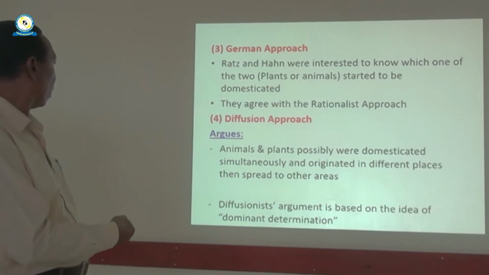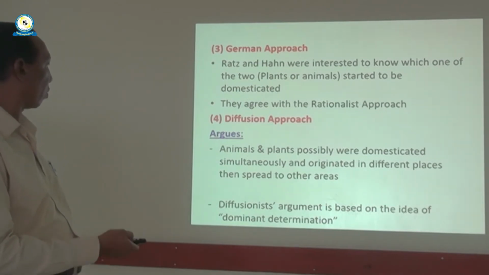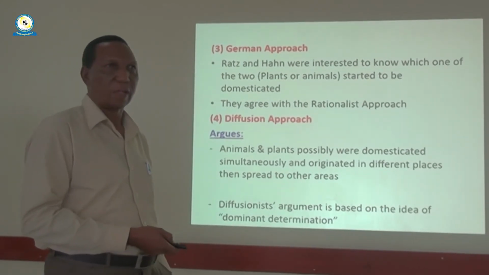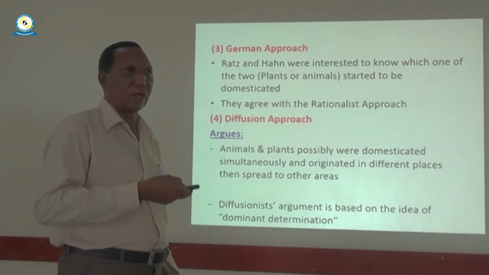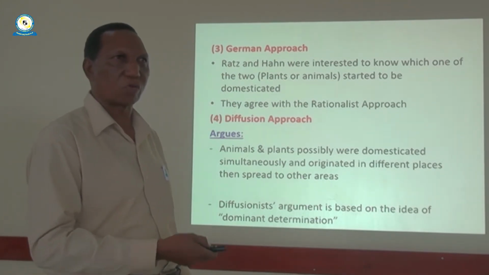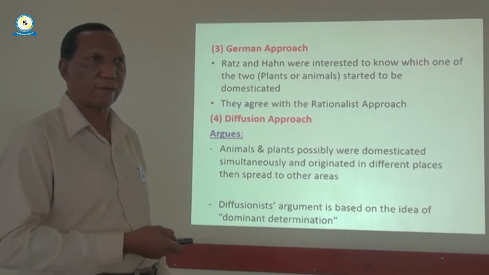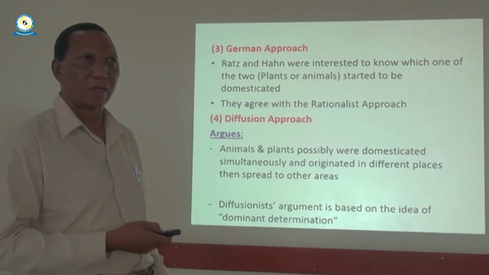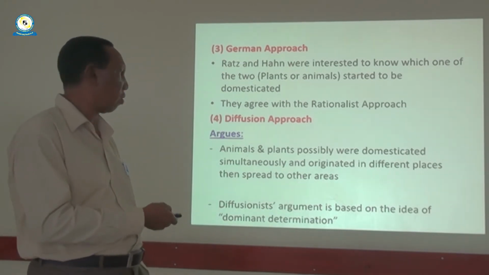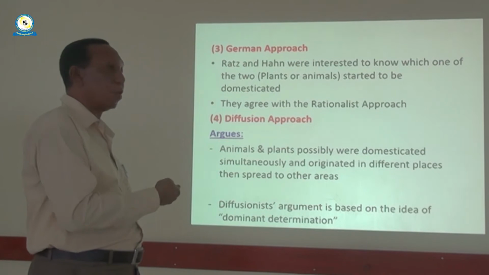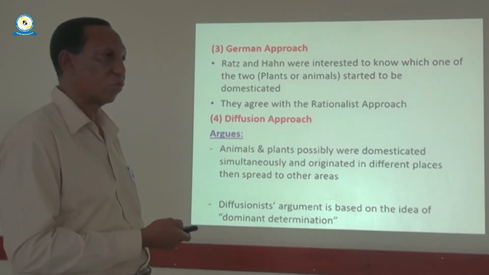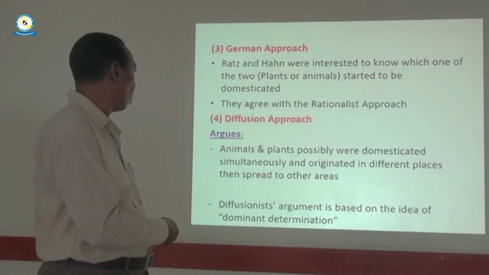But also, the diffusionist argument is based on the idea of dominant determination: that there could be two options, to start with the animals or to start with the plants, that people can decide. So it was a matter of decision rather than what started. It was determined by the people themselves. Should they start planting or should they start keeping animals?